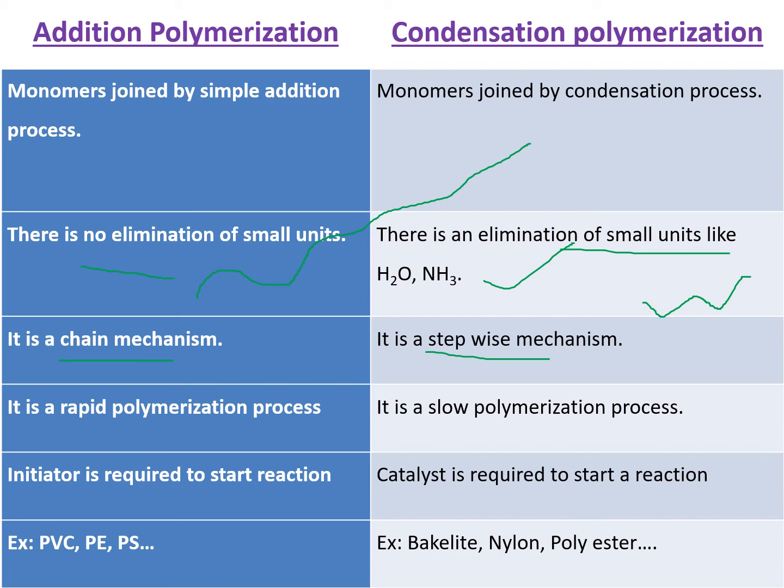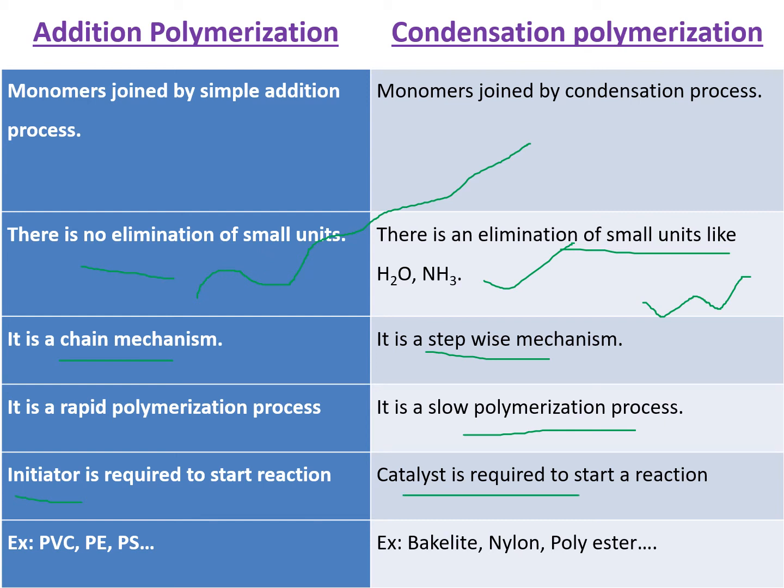Addition polymerization is a rapid polymerization. Initiators are required and it is generally very fast. You cannot control the polymerization process. But condensation polymerization is comparatively slow compared with addition polymerization. And in this process, catalysts are required to start the reaction.